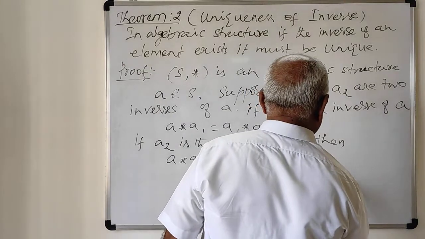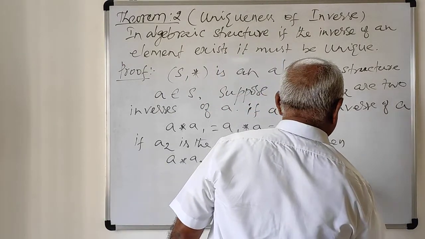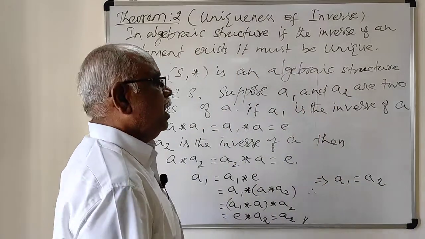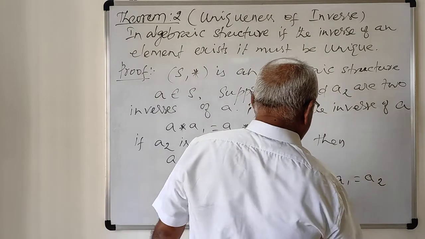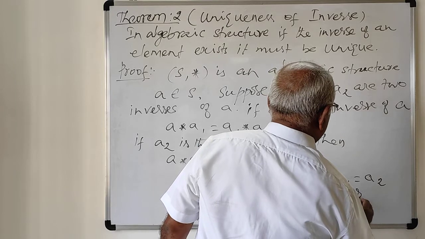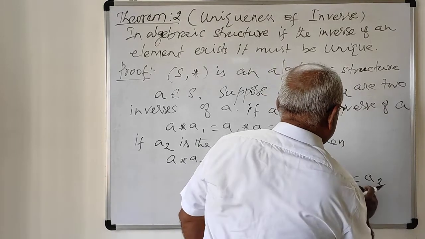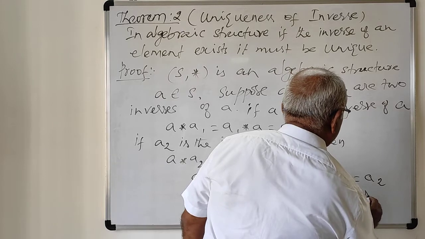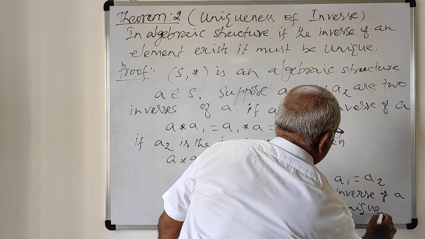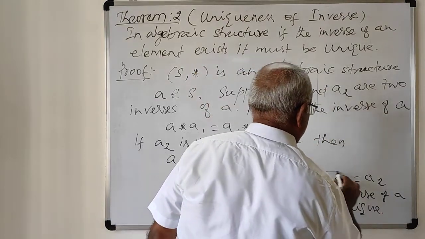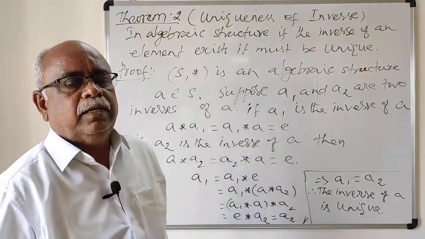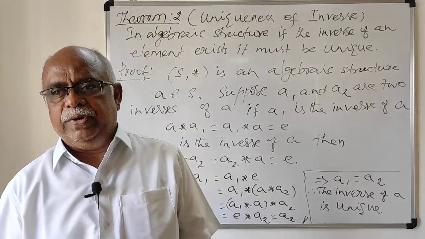A1 is equal to A2. Therefore the inverse element of A is unique. Hence the theorem. We completed the theorem and we will stop here and continue the topic in the next video. Thank you.